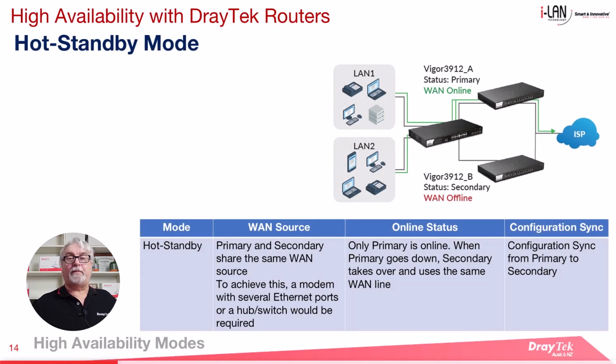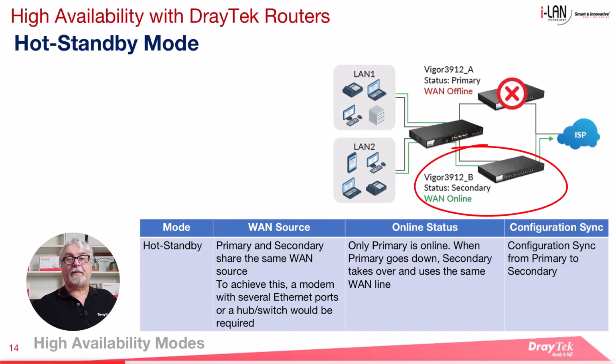In hot standby mode, both the primary and secondary routers share the same WAN source. To do that, you either need a modem with several Ethernet ports, such as the VIGA 167, or a hub or switch in between the modem and the two routers. For online status, only the primary router is online. When the primary router goes down, the secondary router comes up and uses the same WAN connection to connect to the internet. Also, the secondary router is synchronized to the primary router. Change something on the primary router and it automatically syncs to the secondary router.